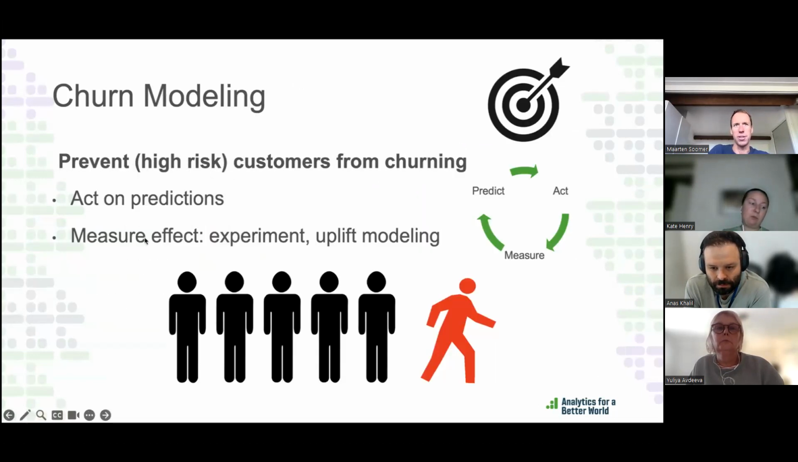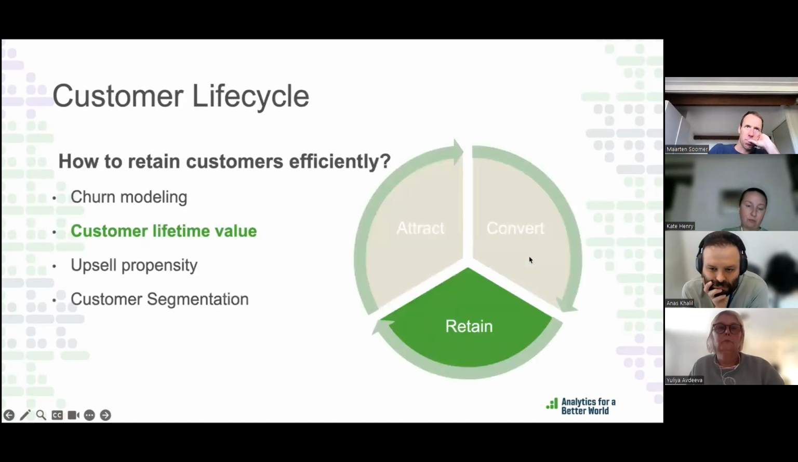But of course, you also want to evaluate if your actions really help or not. So again, in measuring the effect of your actions based on the predictions, you might want to do an experiment, some kind of A/B testing, or do some uplift modeling to see if this measure really helped to reduce churn. So that's churn modeling. More questions on churn?